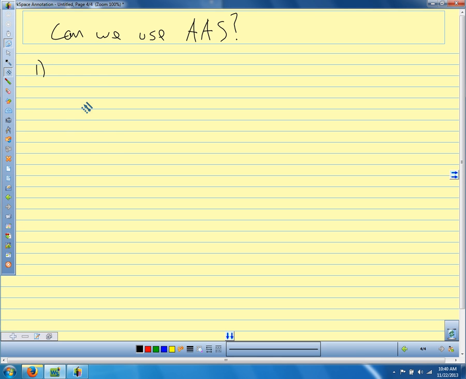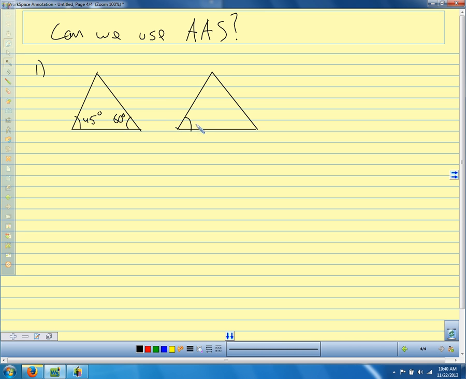So here is one pair. And I'm going to say that this is 45 degrees. This is 60 degrees. 45 degrees on this one, 60 degrees on this one. Looking good so far. And I'm going to say that this side is 3 units and this side is 3 units.